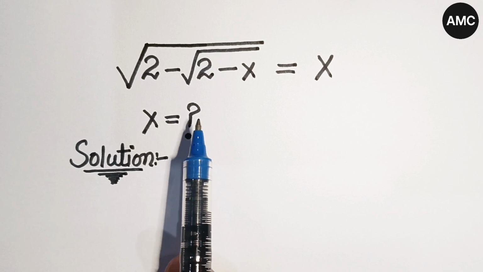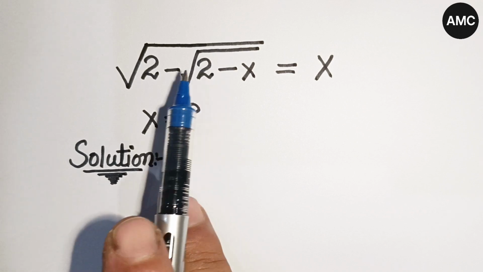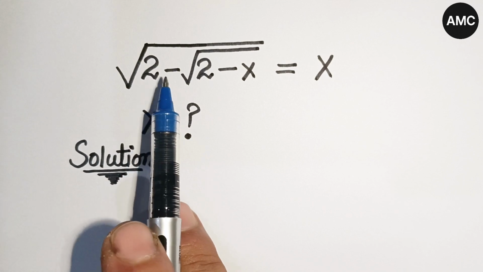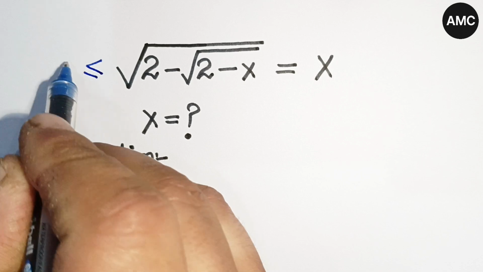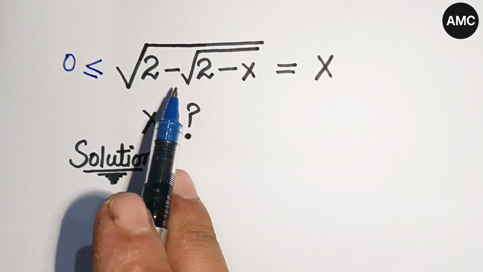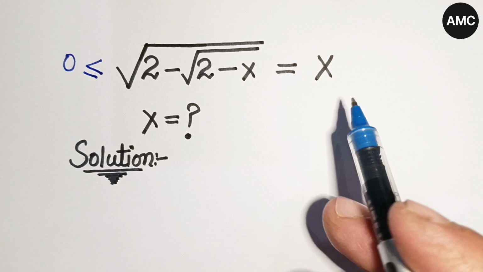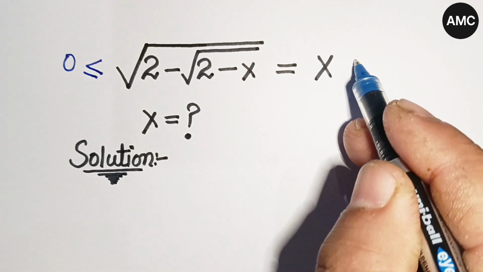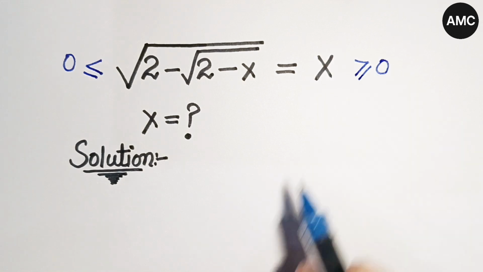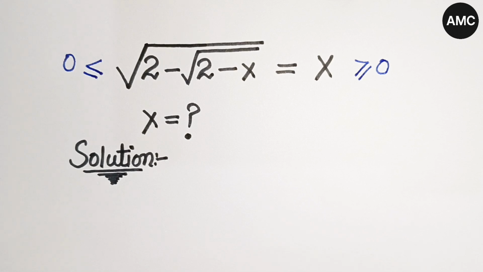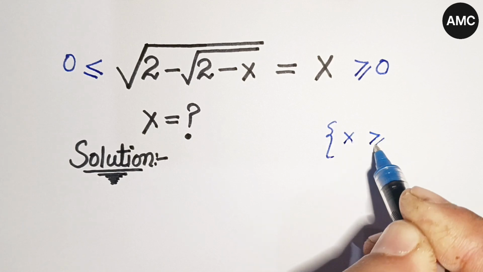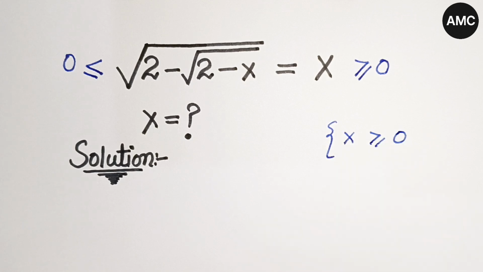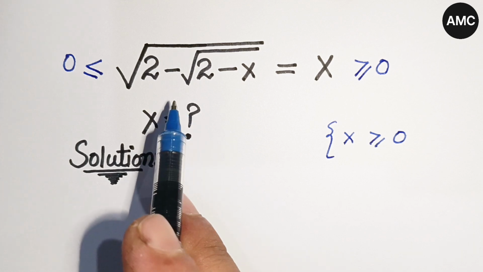Here we see that our left hand side is under a radical sign, so 2 minus the square root of 2 minus x is greater than or equal to 0. So the right hand side is also greater than or equal to 0. Our first condition is that x is greater than or equal to 0. So we are going to start our solution now.